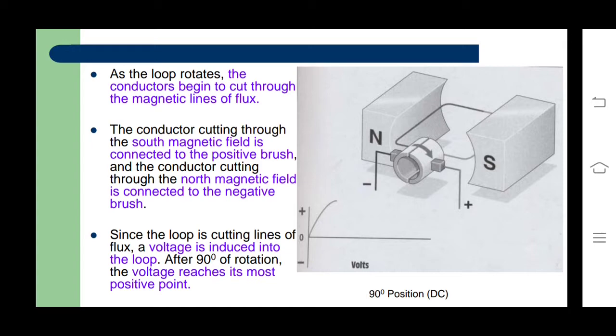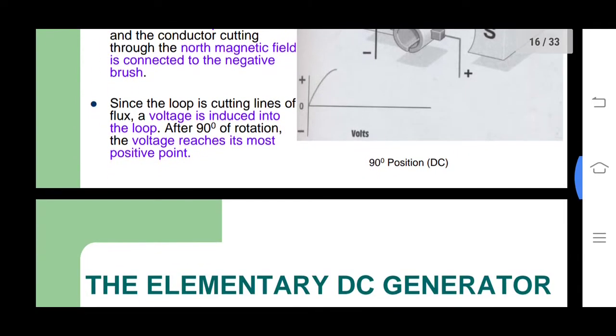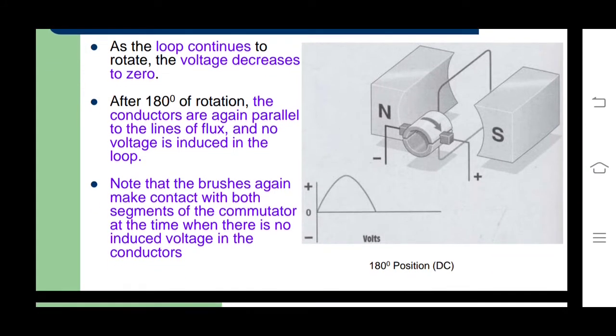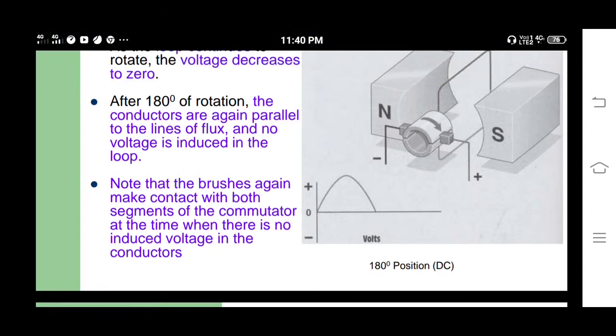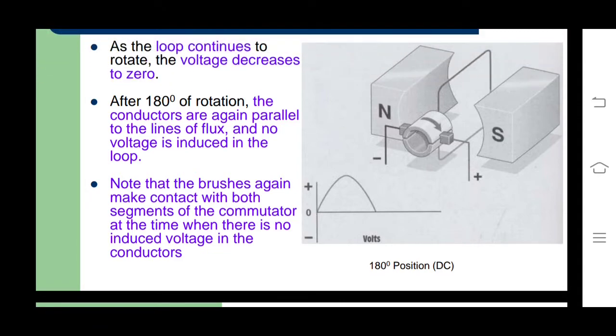Since the loop is cutting lines of flux, a voltage is induced into the loop. After 90 degrees of rotation, the voltage reaches its most positive point. As the loop continues to rotate, the voltage decreases, and it decreases to 0.